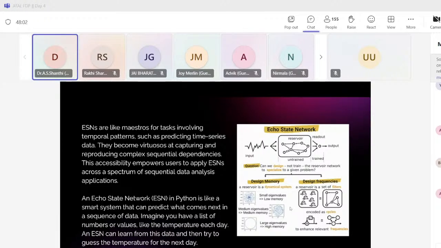So this is the echo state network. We have training data as a reservoir, and using this we can design and specialize the output. We can design memory, whereas the reservoir is a dynamical system, and we can also design the frequency. We can make use of the reservoir as a set of filters. Small eigenvalues give low memory, and large eigenvalues give higher memory. It is also a set of filters, and it will be encoded as various cycles to enhance relevant data patterns and relevant frequencies.